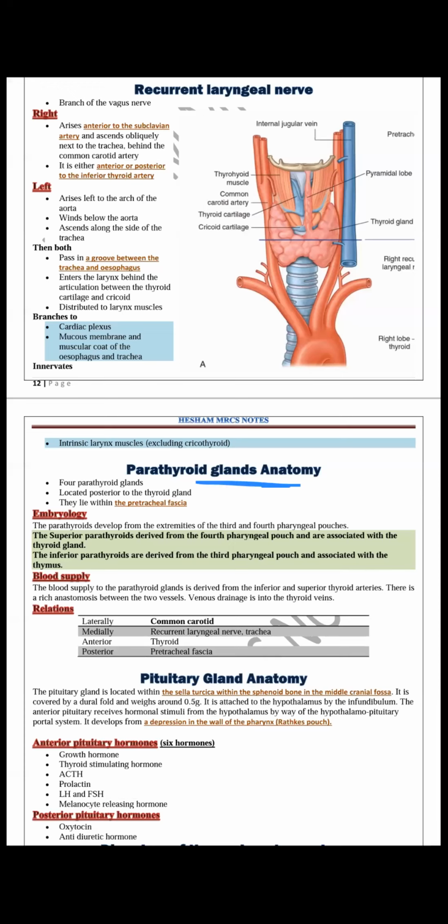Then let's continue with parathyroid gland anatomy. This is a common question. We have 4 parathyroid glands. Can this number change? Yes, there are from 3 to 5 parathyroid glands. So in some persons you may find 3, in some persons you may find 5. They are related to the posterior border of the thyroid gland and lie within the pretracheal fascia. I have 2 superior and 2 inferior. The 2 inferior are related to the thymus gland.